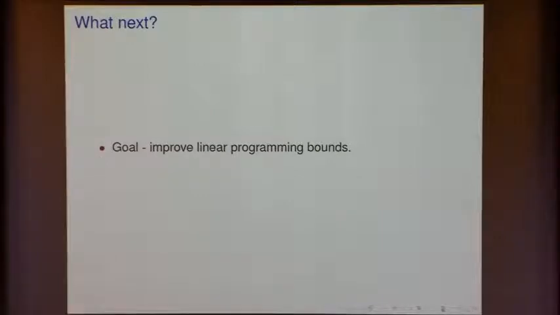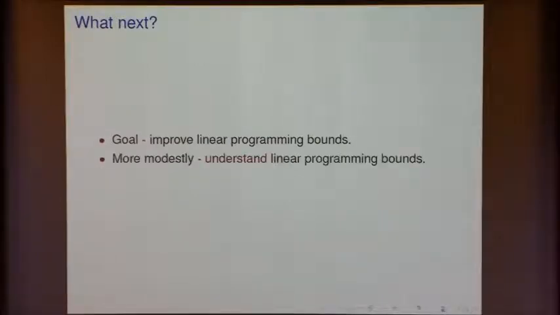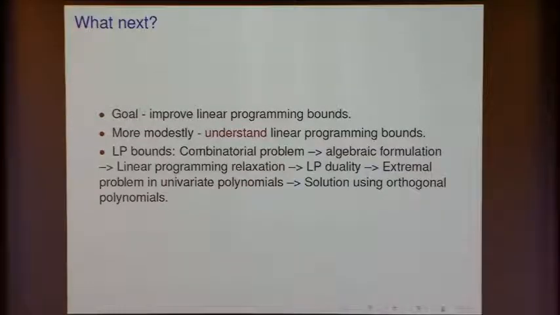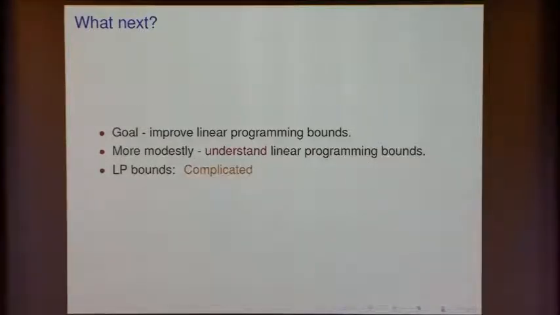And so what can you do? We want to improve the bounds. And we don't know how to improve the bounds, so at least we want to understand the bounds better. So let me tell you briefly how you prove linear programming bounds. You take a combinatorial problem, you embed it into this algebraic setting of association schemes, you get some linear inequalities, you use linear programming relaxation, you use LP duality, you get to an extremal problem in univariate polynomials, you use orthogonal polynomials to solve it, and you get, of course, you shouldn't be able to understand this, so it's complicated, right? This is the way you prove linear programming bounds.